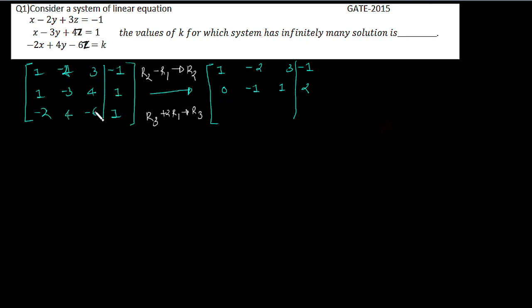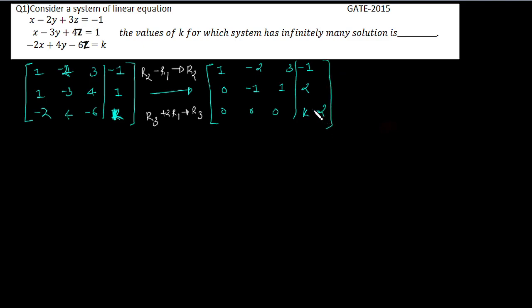In the third row we have here 0. Now here we have minus 4 plus 4, again 0. Here we have plus 6. Here we have already minus 6, so again 0. No, sorry, here it is 1. It is in k. We have to find the value of k. So here we have k minus 2.